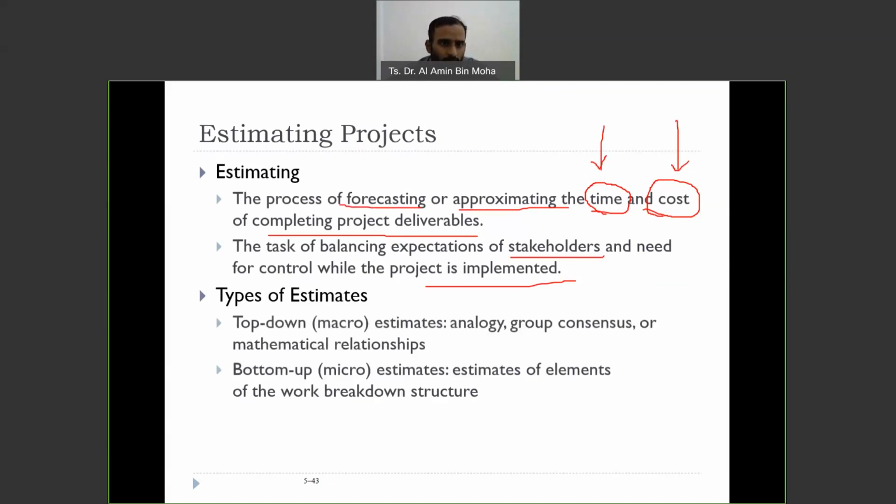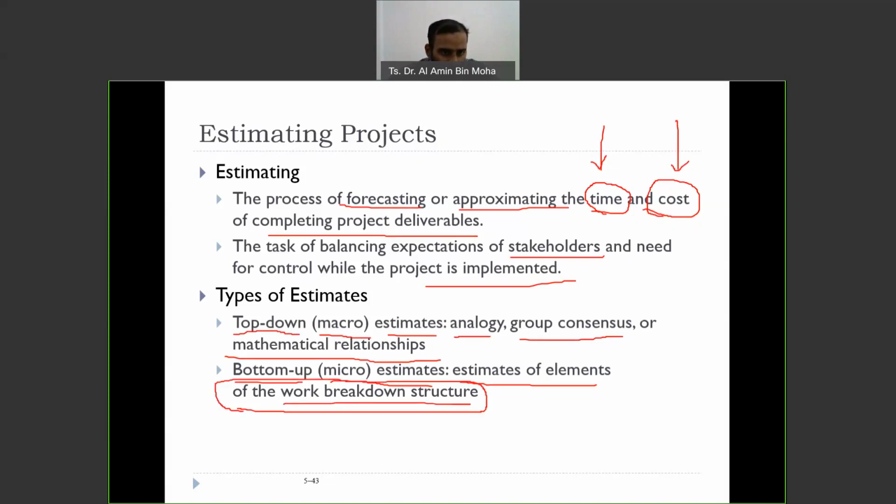So we have two types of estimates. Top-down, which we call macro estimates, is basically an analogy or group consensus, or a mathematical relationship. And you also have bottom-up, micro estimates. These are estimates of elements of the work breakdown structure. Do you still remember WBS? We are going to use WBS here, the WBS that you have learned. So top-down and bottom-up.